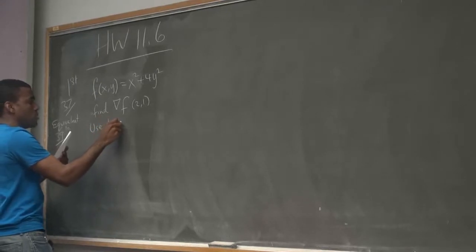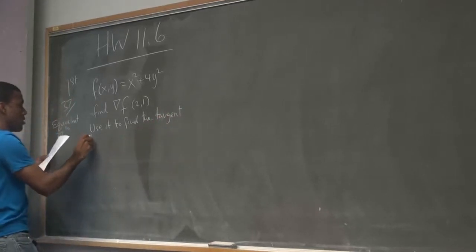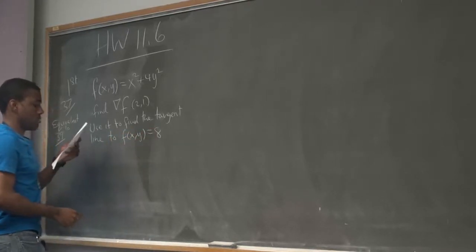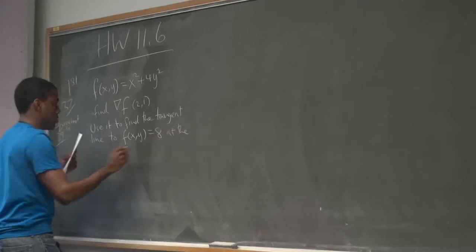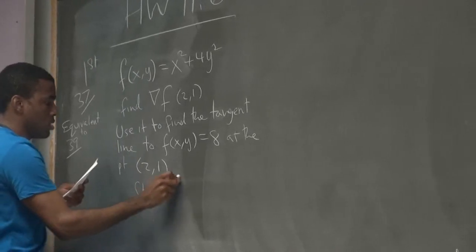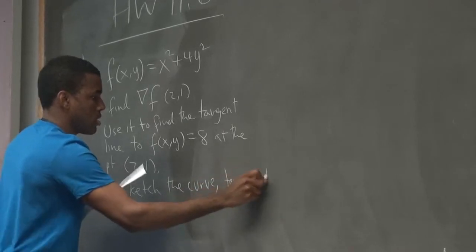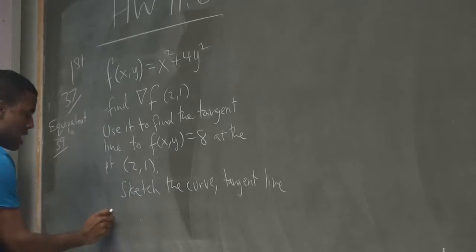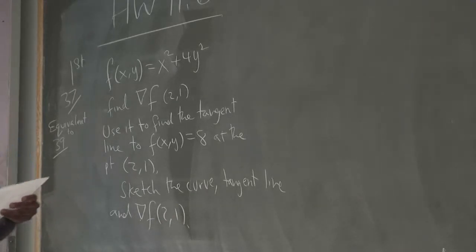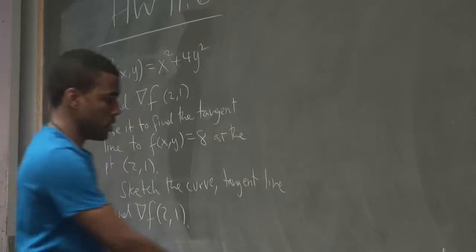Use it to find the tangent line to f of x, y equals 8. Sketch the curve, the tangent line, and the gradient vector. Right, so in the second edition, they gave you a different function at a different point, but everything else was the same. So if you know how to do this one, you should know how to do that one.